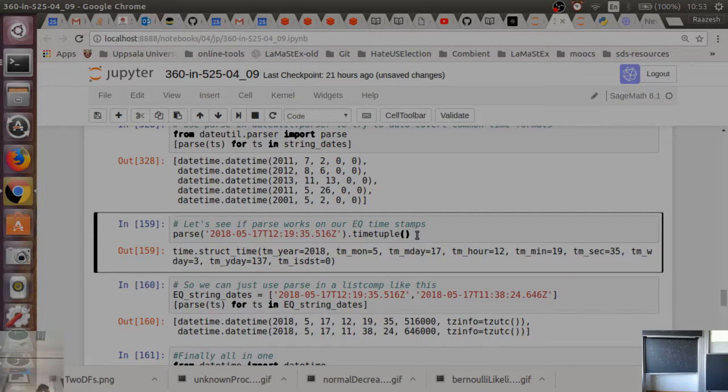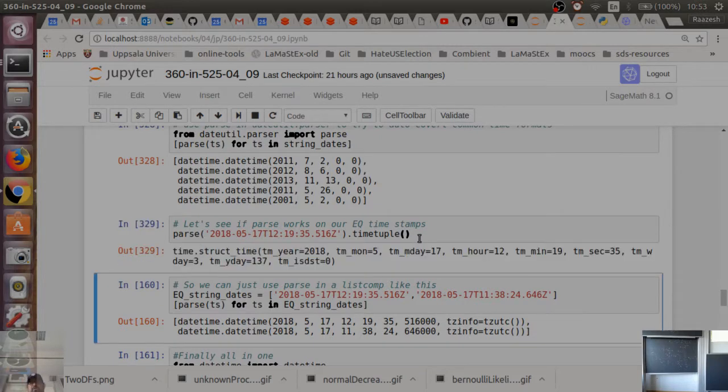So here are now our New Zealand earthquake timestamps, right? This is how it came. This is the first one. I want to see if I can just call parse on it. And I was hoping... oh my God, yeah, it worked. I'm not going to dig any deeper. It seems to pick up exactly what it is.